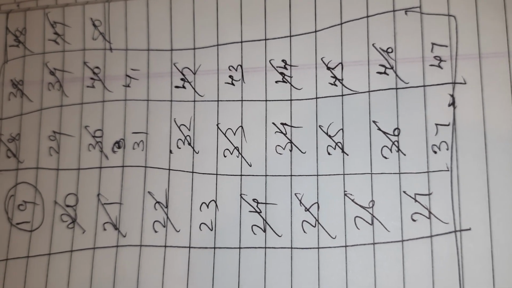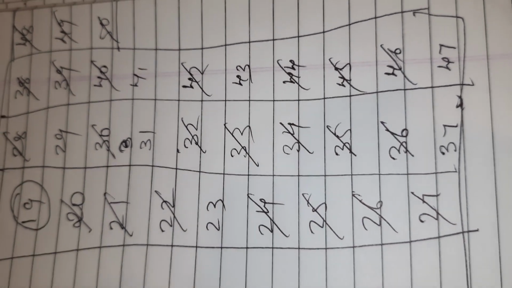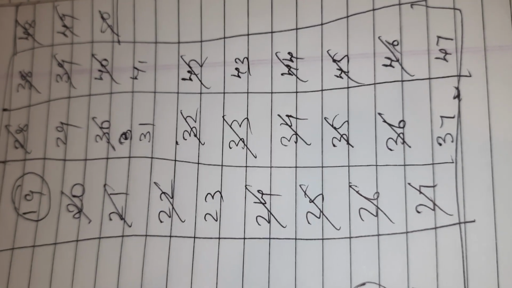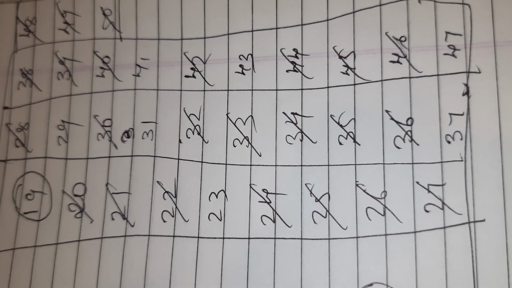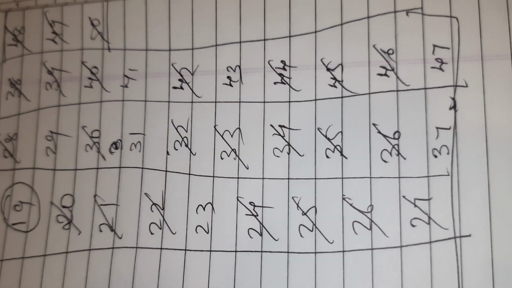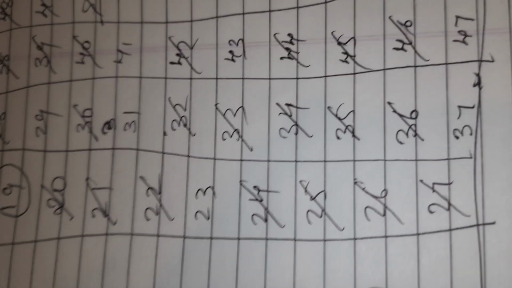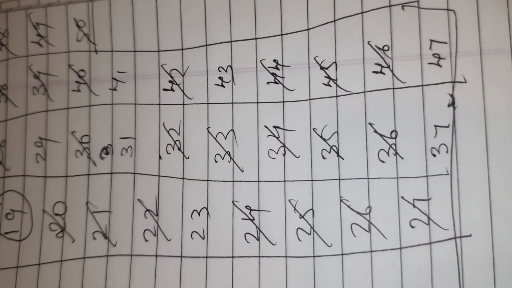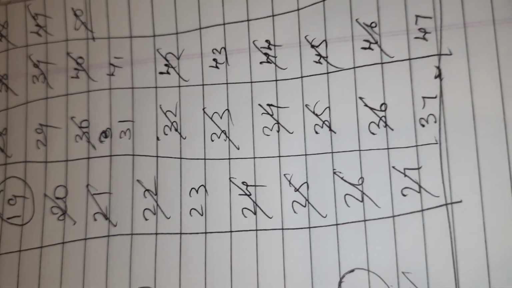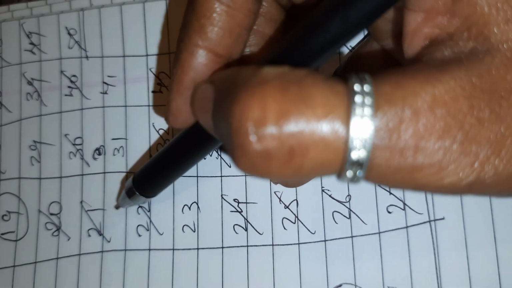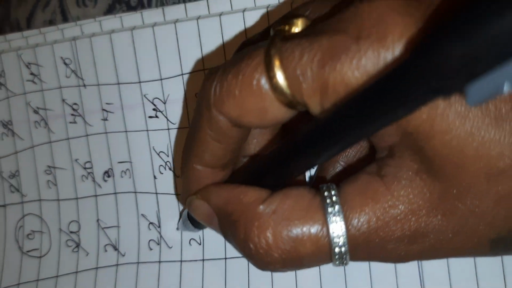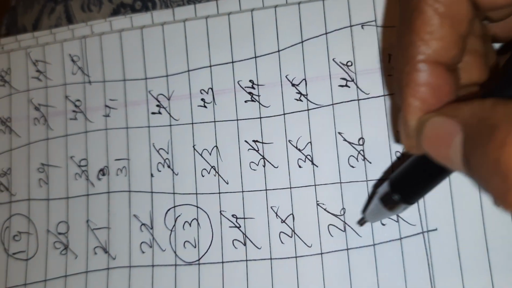Okay. Now you can see over here, composite numbers are already cancelled. You can see the numbers that are cancelled, and the numbers that are left are to be circled. So you can see from 21 onwards, we have 23, circle it.